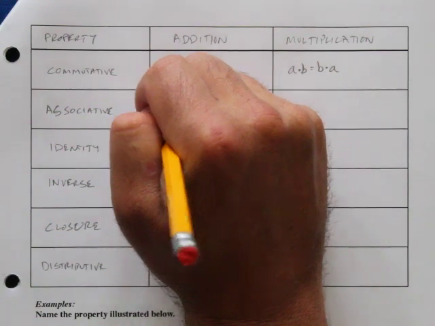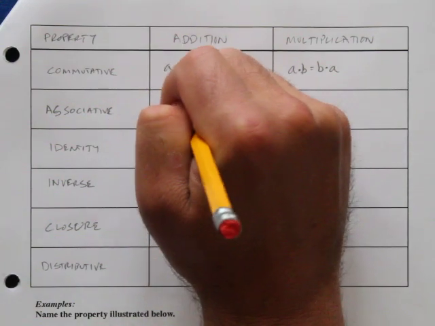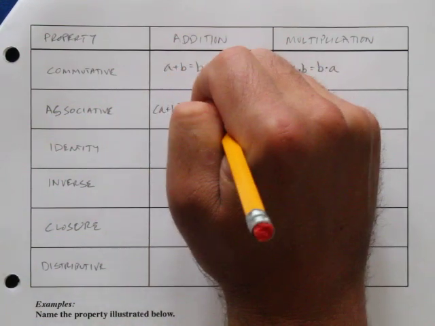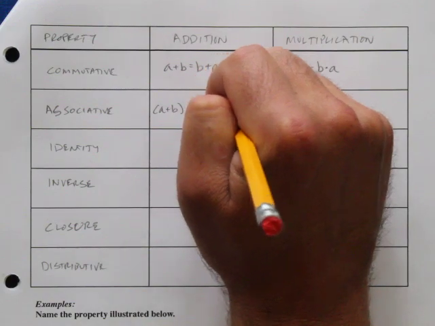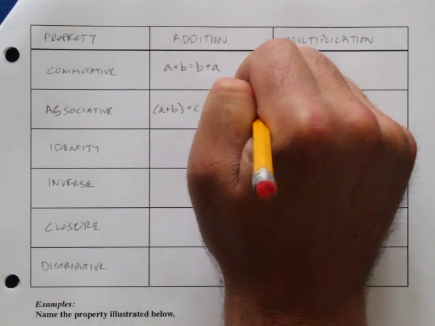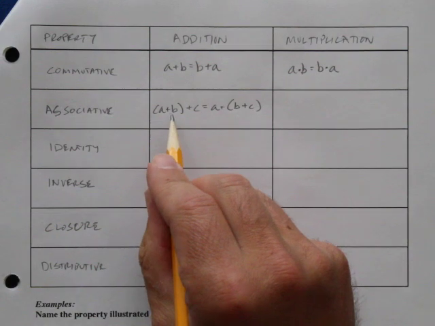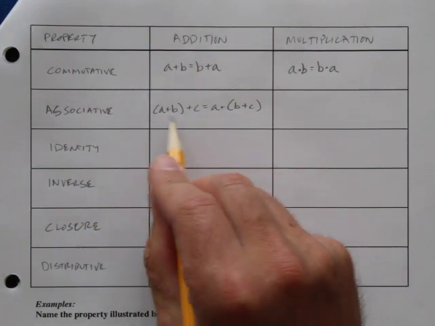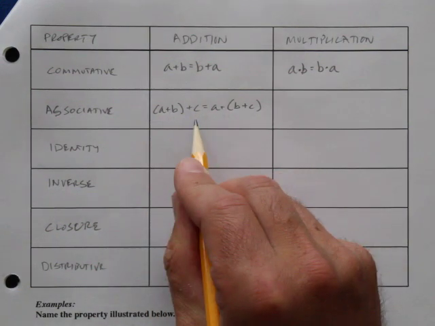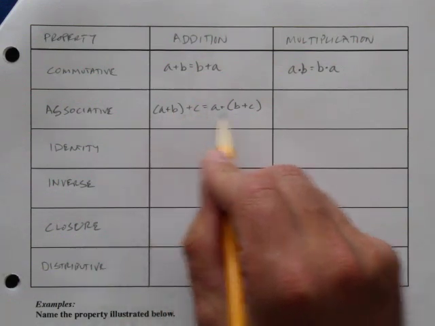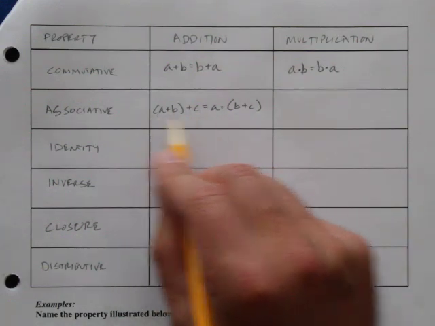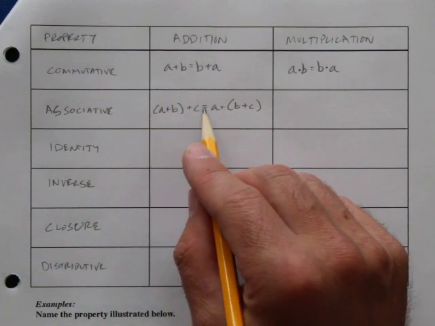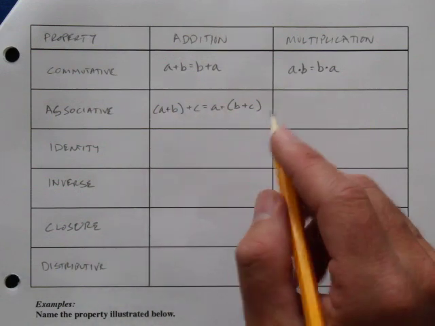Associative: (A + B) + C = A + (B + C). This is just saying if I'm adding all of these values together, if they're all the same on both sides, it doesn't matter where I put the parentheses because I'm just adding them all together anyways. They are going to be equal.